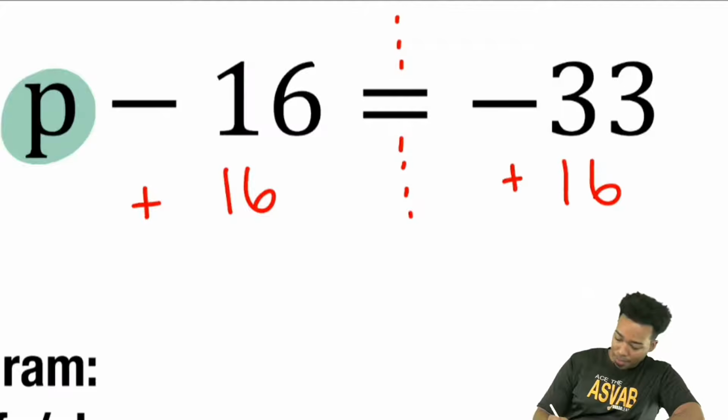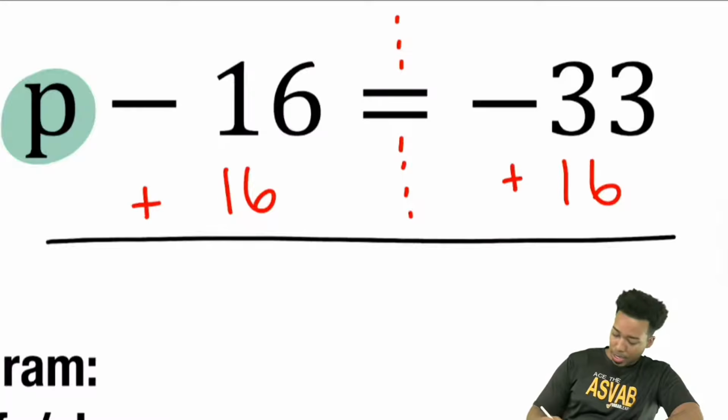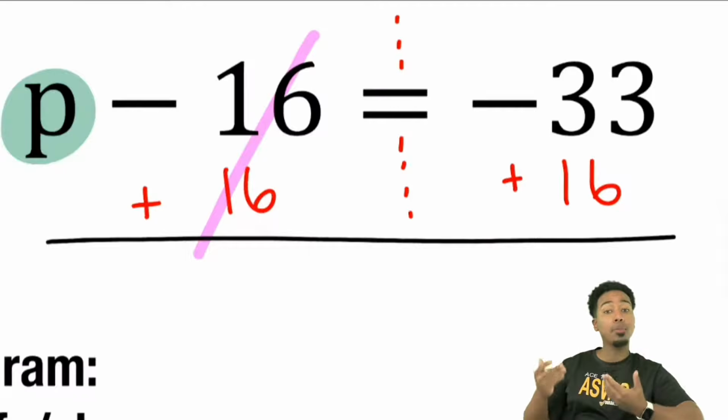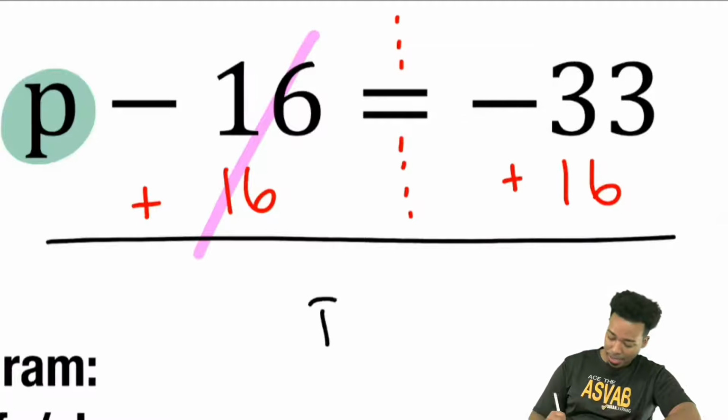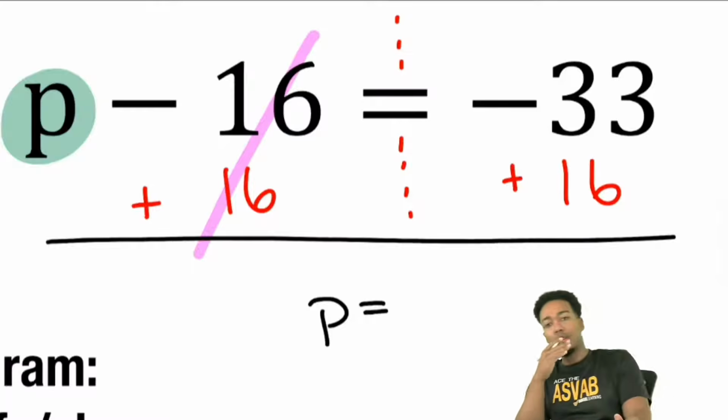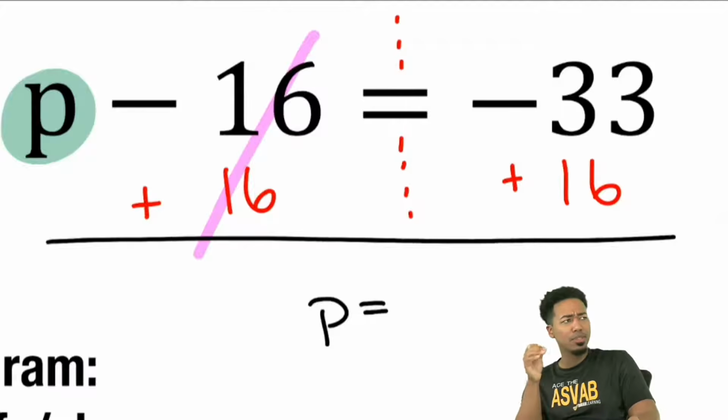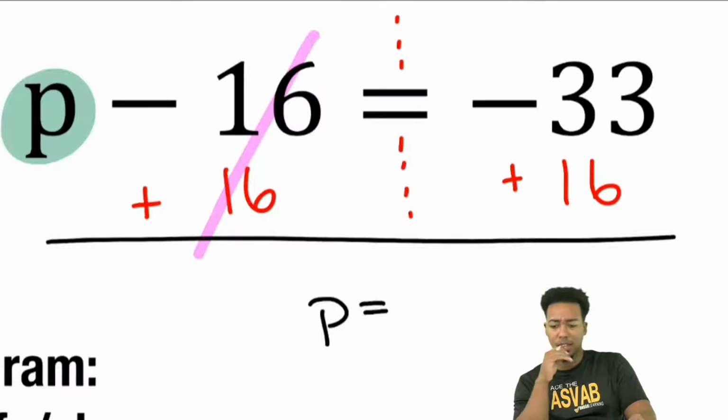And so with that, boom, that's going to cancel because those are opposite operations. That's designed to cancel out. And so P equals what? Everybody, what's negative 33 plus 16? If you've been handling your negatives, you know what I'm talking about here. What's that going to be?